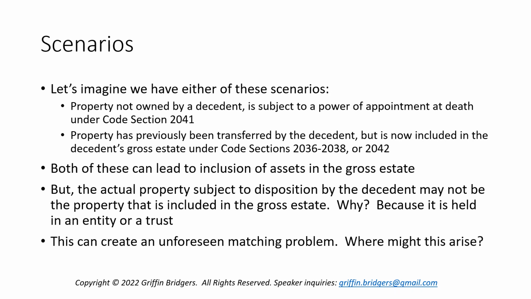And in that case, there's a potential mismatch you have to look to. You have to look to what property is actually subject to disposition by the decedent versus what property is actually included in the gross estate, because you might find out that the decedent doesn't have the power to actually control the disposition of the actual property included in the gross estate. So this can create an unforeseen matching problem that's going to pop up, mainly because the property is held in an entity or a trust, and the decedent's power is usually at the entity or trust level and does not look through to the property included in the gross estate itself.